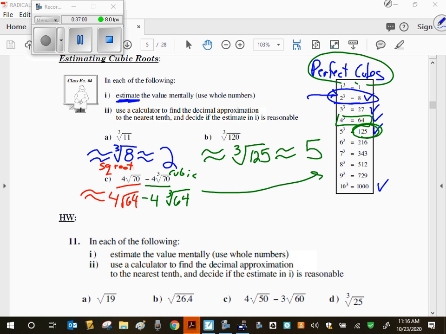And now let's finish it off. 4 times, what's the square root of 64? Good. And what's the cubic root of 64? One number times itself 3 times equals 64? 4. And then you punch this in your calculator, you get 32 subtract 16, which is approximately equal to 16. And that's full marks. Yep.